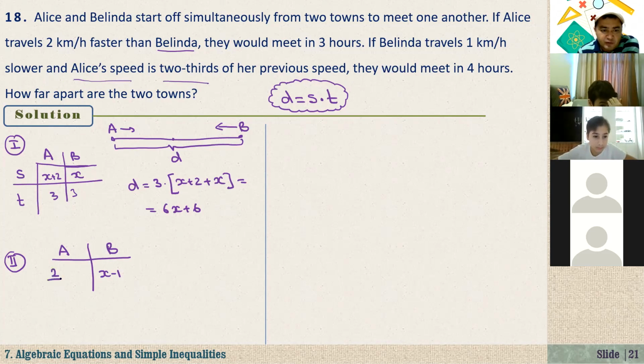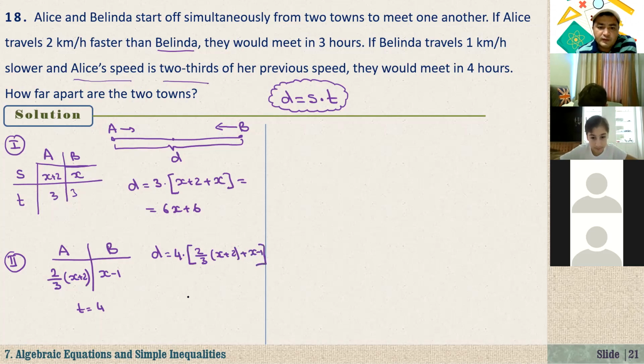So here we have 2/3 of her previous speed. That is 2/3 times x plus 2. Now here, time is equal to 4 hours. So then the distance will be equal to, after 4 hours they will meet. They are walking towards each other, so we need to add their speeds. The speed of Alice is 2/3 times x plus 2, plus speed of Belinda, it is x minus 1. Okay. So now these two things are equal because distances are equal. So I have to solve this equation now. 6x plus 6 on the left-hand side. On the right-hand side, we have this equation.